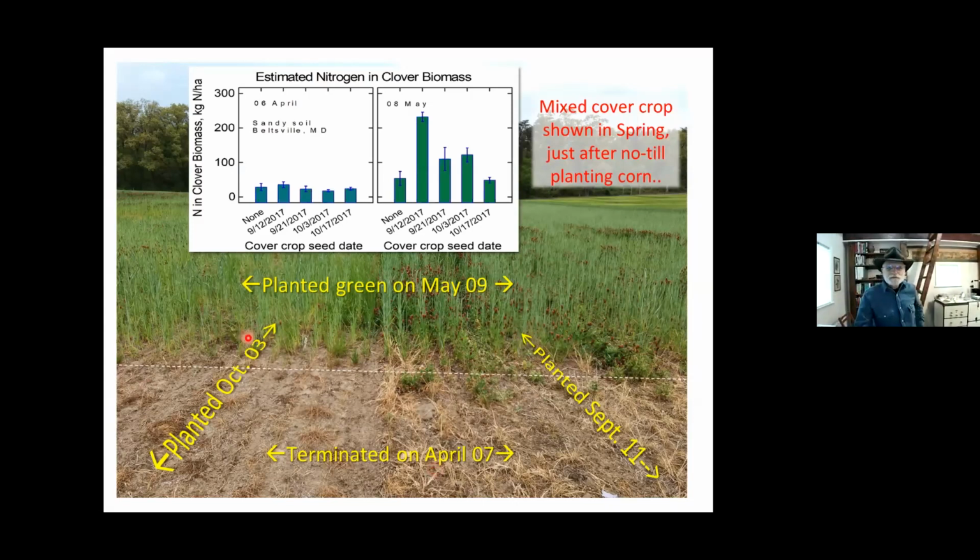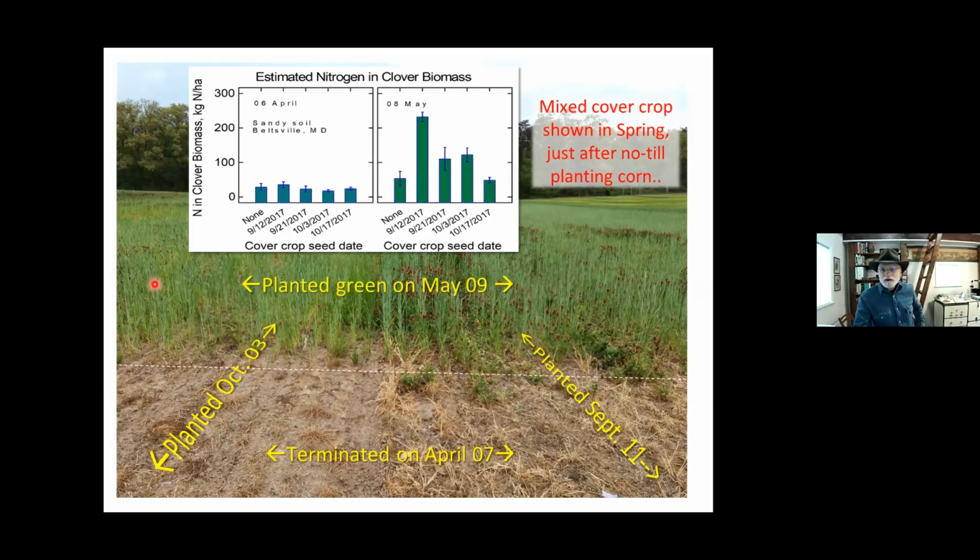And here you can see the difference. This is on May 9th. It was just planted green. This was planted October 3rd. Same seed, same mixture. This was planted September 11th, 3 weeks earlier. Hardly any clover in here, hardly any nitrogen in the whole system, right? It never got down there.